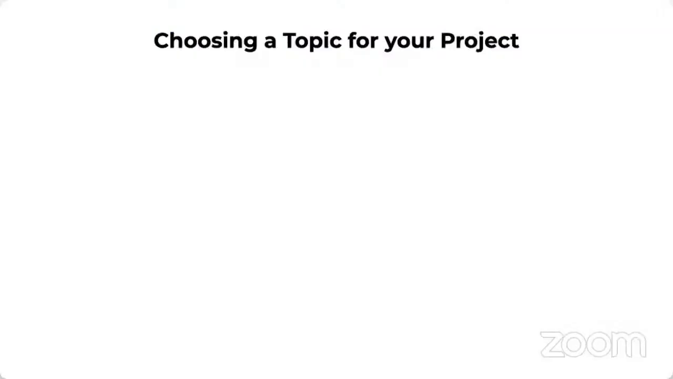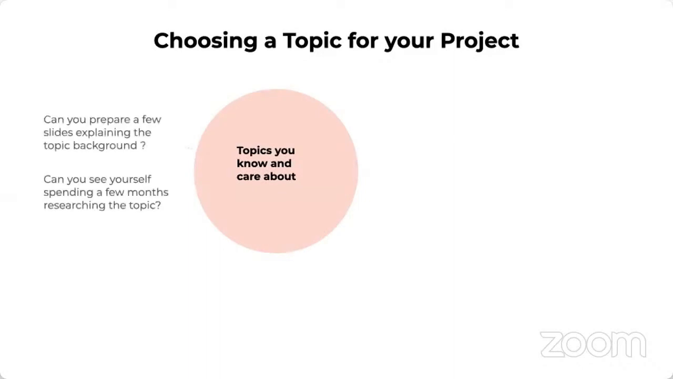So let's start with how to find a topic, or how to choose a topic. You always start with topics that you know about or topics that you care about. For example, this could be a personal reason, or this could be a reason that you are deeply interested in. So you can start by collecting a few slides or some information about the topic background.